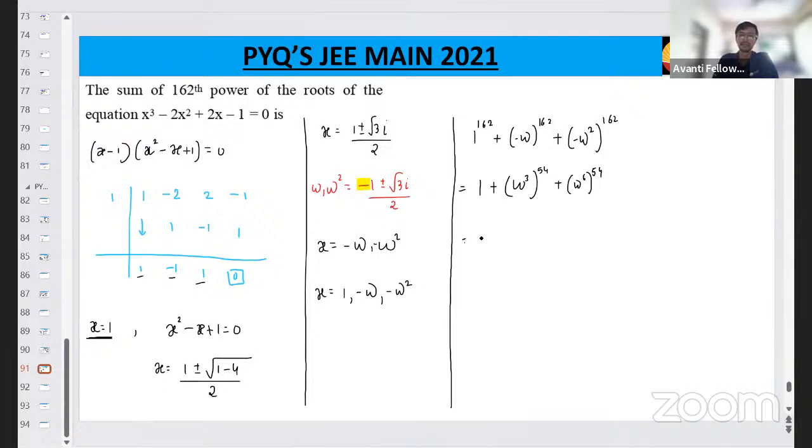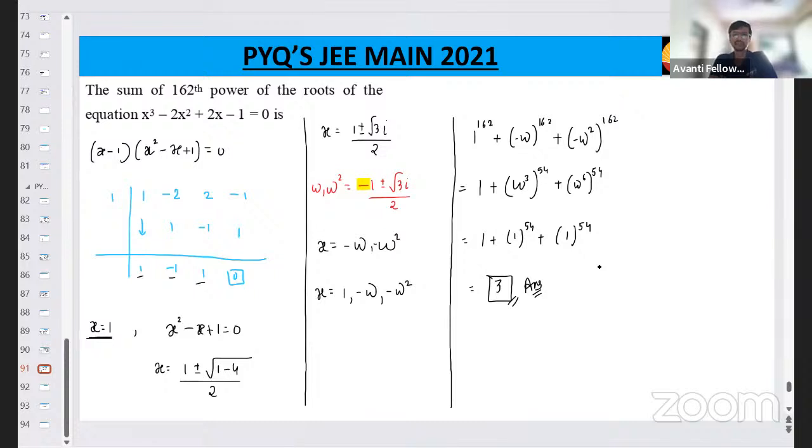Right? Omega cube is 1. So 1 raised to the power 54. Omega raised to 6 is also 1. 1 raised to the power 50. तो हम लोगों को क्या मिल गया? We got 1 plus 1 plus 1, which is 3. So 3 is our answer. Correct? So sum of 162th power of the roots of the equation is 3.